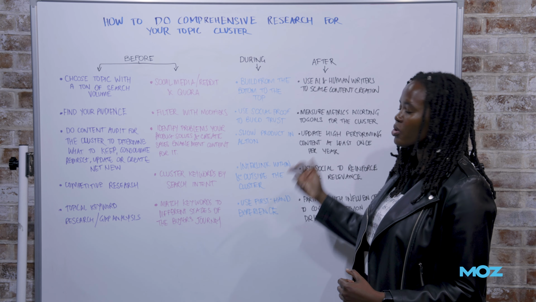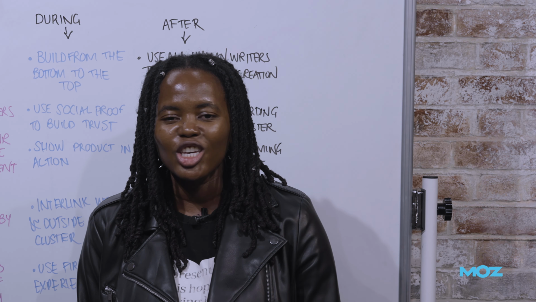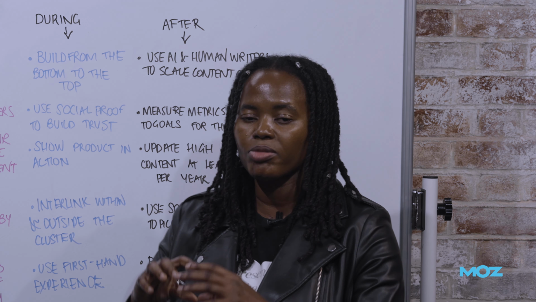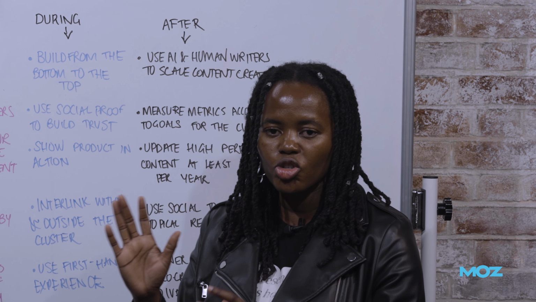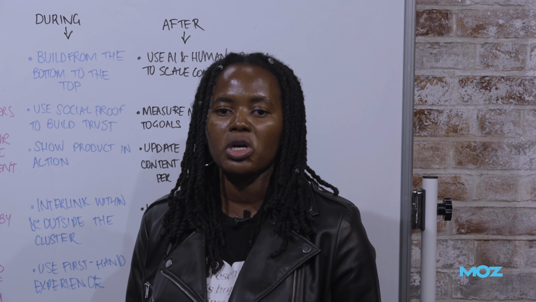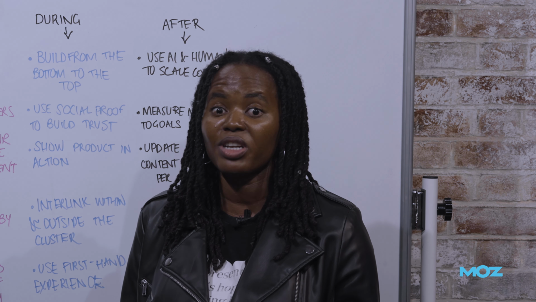Use social proof to build trust. As you create this content, if you've gotten customer testimonials, you can repurpose them into what I like to call image CTAs and just sprinkle them throughout your content to build trust and let your customers know, or people reading the content know, that this is actually really good stuff and you're not just making stuff up.